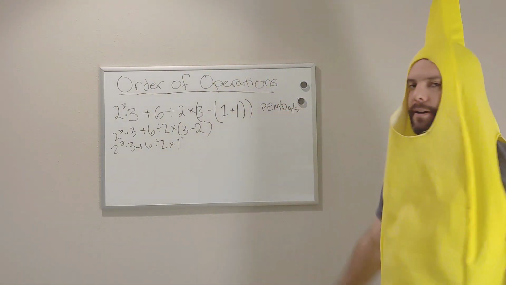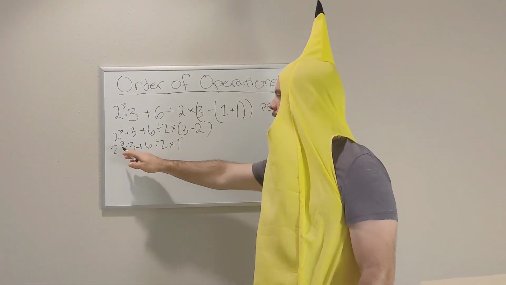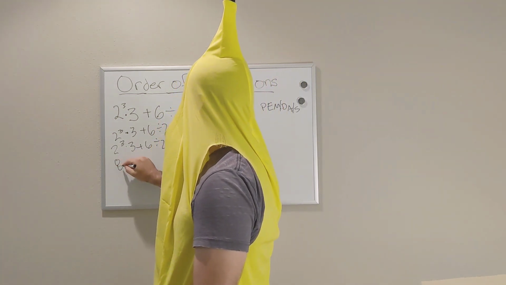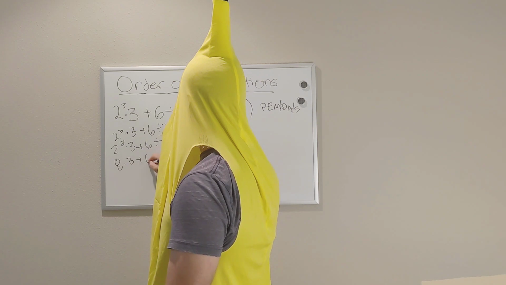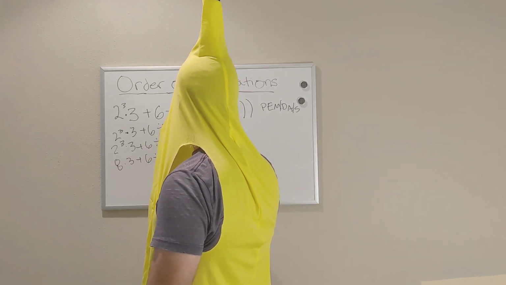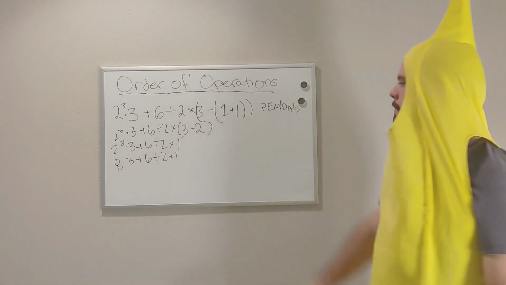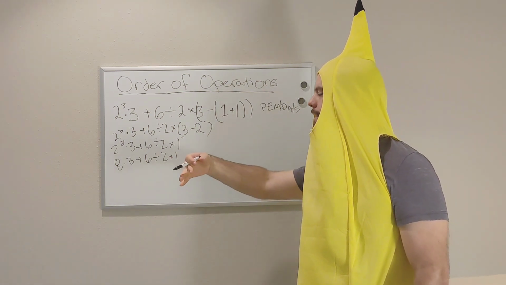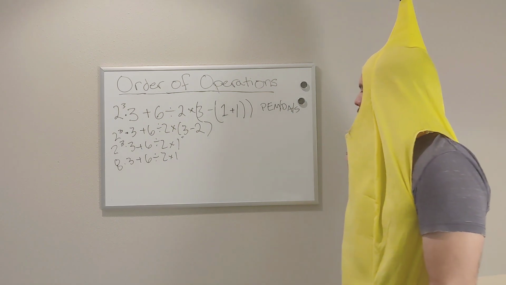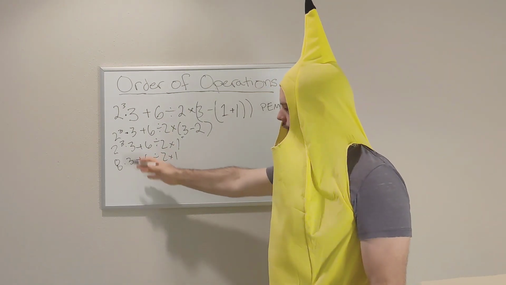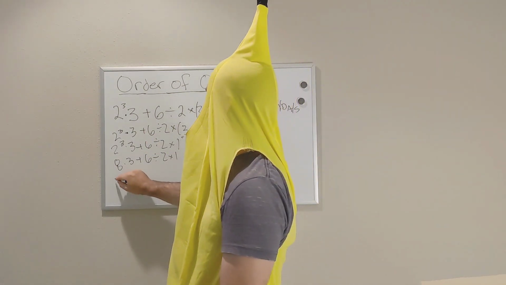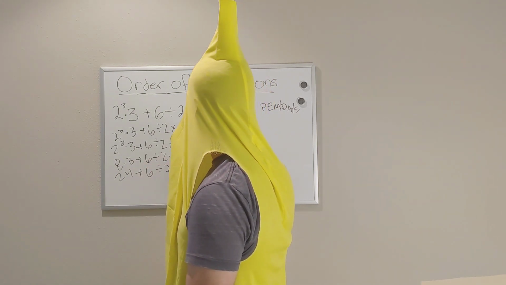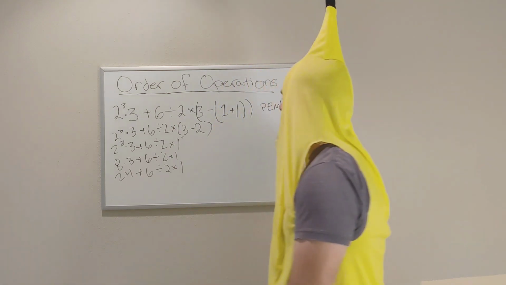Next we're going to look for exponentiation. I have an exponentiation right here. 2 cubed is 8. So we get 8 times 3 plus 6 divided by 2 times 1. Move on to multiplication and division. So we're going to work at the leftmost side and make our way to the right. So the leftmost multiplication is 8 times 3. We get 24 plus 6 divided by 2 times 1.